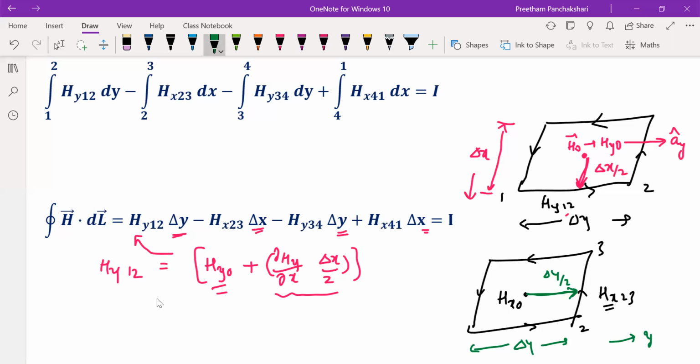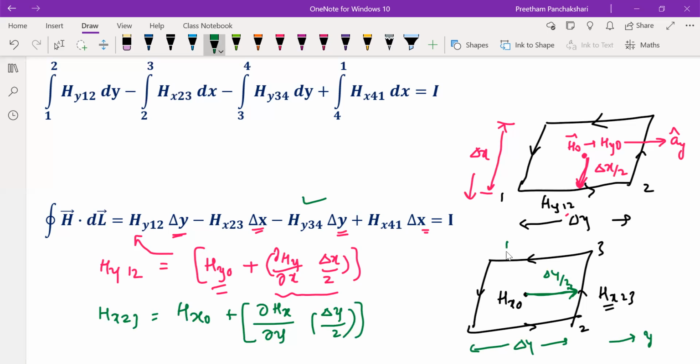So keeping this concept in mind, I can write Hx23 as the initial value Hx0 plus the change in the x component of H with respect to y, because the change is happening over the length of delta y by 2. It's happening with respect to y. Hx is changing with respect to y, times the total change here, which is delta y by 2, in the positive y direction. So this makes Hx23.